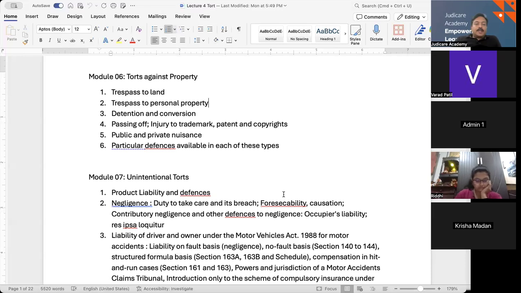Next, another famous case is Kelsen versus Imperial Tobacco Company, a 1957 matter. This gives the concept of trespass via airspace invasion. Kelsen owned a property whose airspace was invaded by smoke emanating from the chimney of the Imperial Tobacco Company's factory. Imperial Tobacco is a very big tobacco company even now. They were running a factory, and smoke from the chimney was entering the property of Mr. Kelsen.